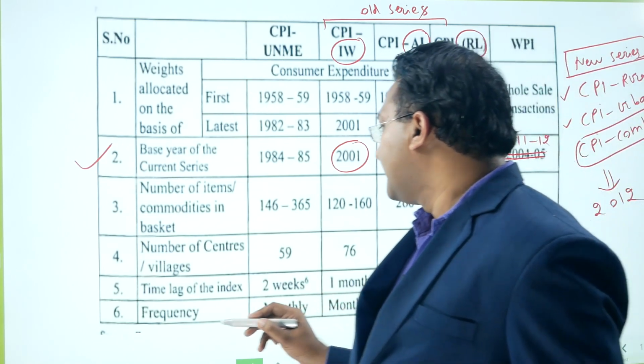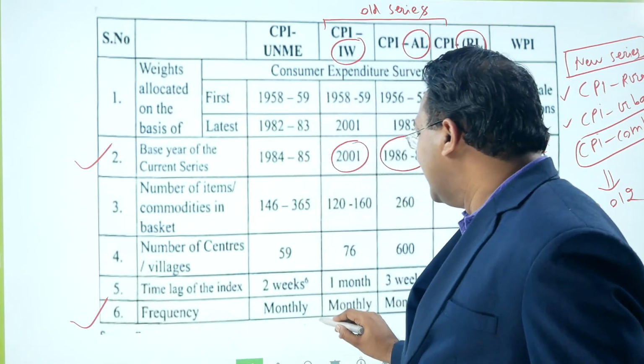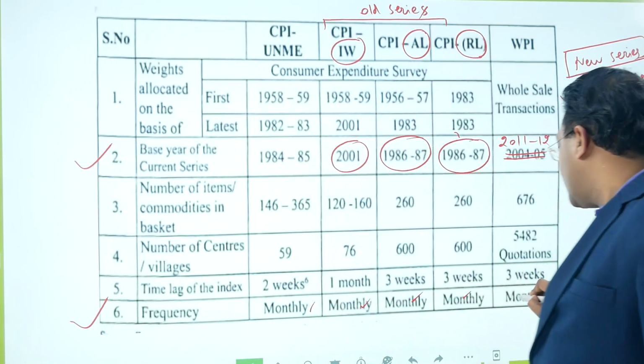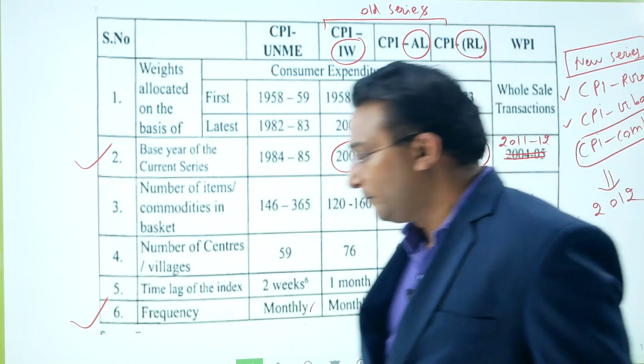Another aspect is, what is the frequency? The frequency in all the cases is monthly. So all the inflation indices are given on a monthly basis.